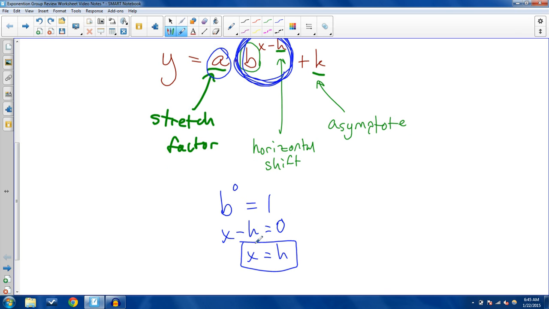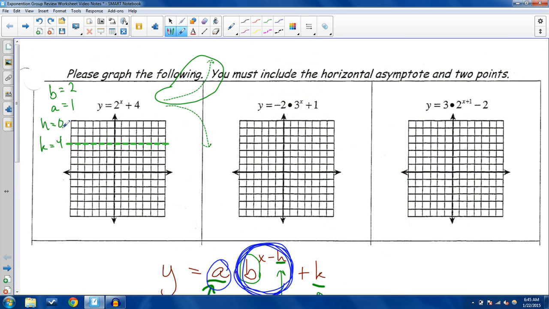Okay? So this is the whole idea. I want to find the h value first in this case. So my h value here is 0, which means I want to go to x equals 0. When x equals 0, we'll get 2 to the 0 power, which is 1. That was our hope. 1 times 1 is 1. 1 plus 4 is 5. 1, 2, 3, 4, 5. So here's our first point.